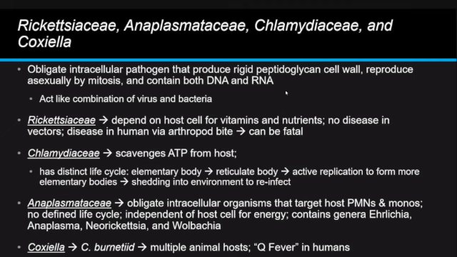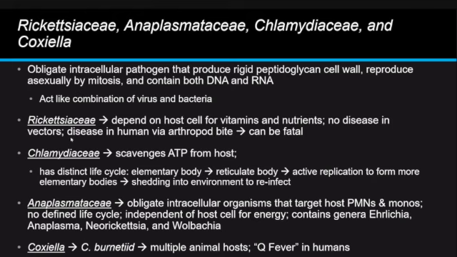All right, let's talk about your Rickettsia, your Anaplasma, your Chlamydia, and Coxiella. So these are even more so like a virus because they are obligate intracellular pathogens. They can't reproduce on their own. However, they produce a cell wall, and they reproduce asexually by mitosis, and they have both DNA and RNA, which is very unique because all your other bacteria are DNA containing. So they act more like a combination of virus and bacteria.